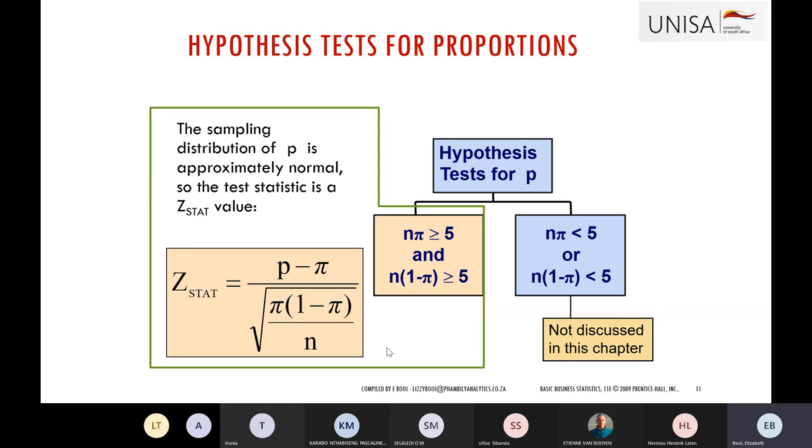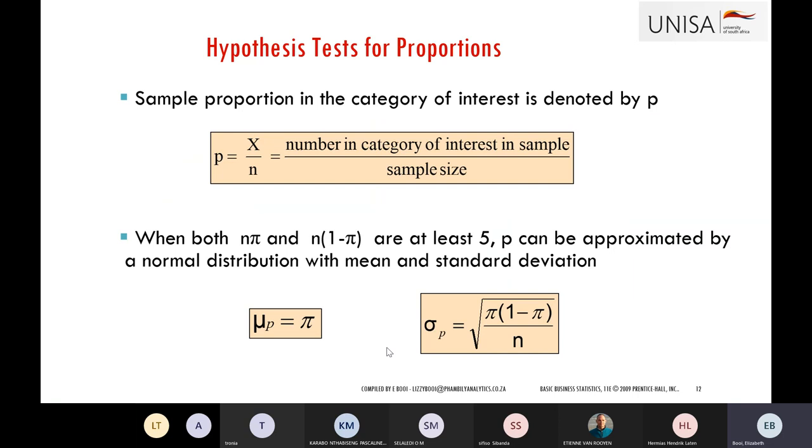For the proportion, the test statistic will be Z stat, which is the sampling distribution formula of proportion: the sample proportion minus the population proportion, divided by the standard error, which is the square root of the population proportion times 1 minus the population proportion, divided by n. And remember, if your sample proportion is not given, they will give you your x observations, the number of observations that satisfy that sample, and you can calculate the sample proportion by dividing the x observations by your sample size.